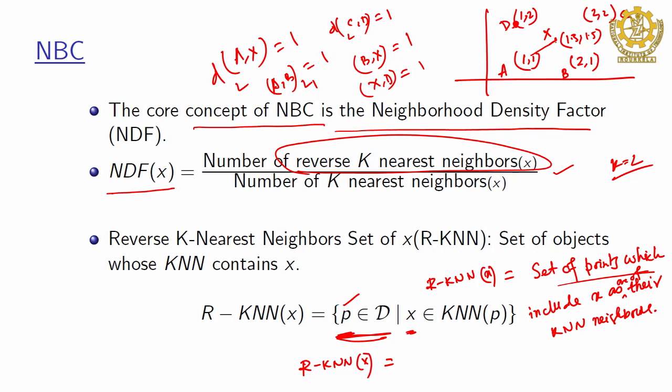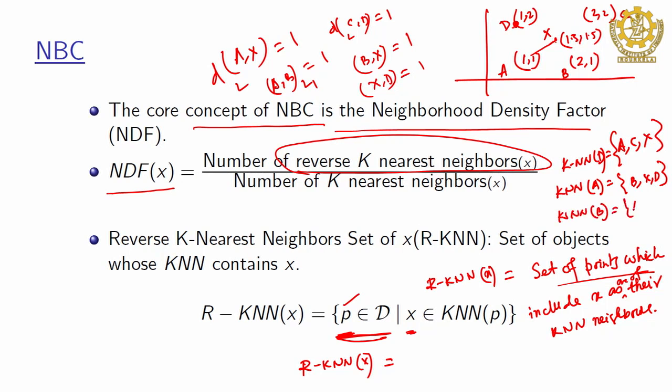So, k nearest neighbor of D, what will be the kNN of D? kNN of D will be A, C and X. kNN of A, what will it be? kNN of A will be B, X, D. What will be the kNN of B? It will be A, C, X.